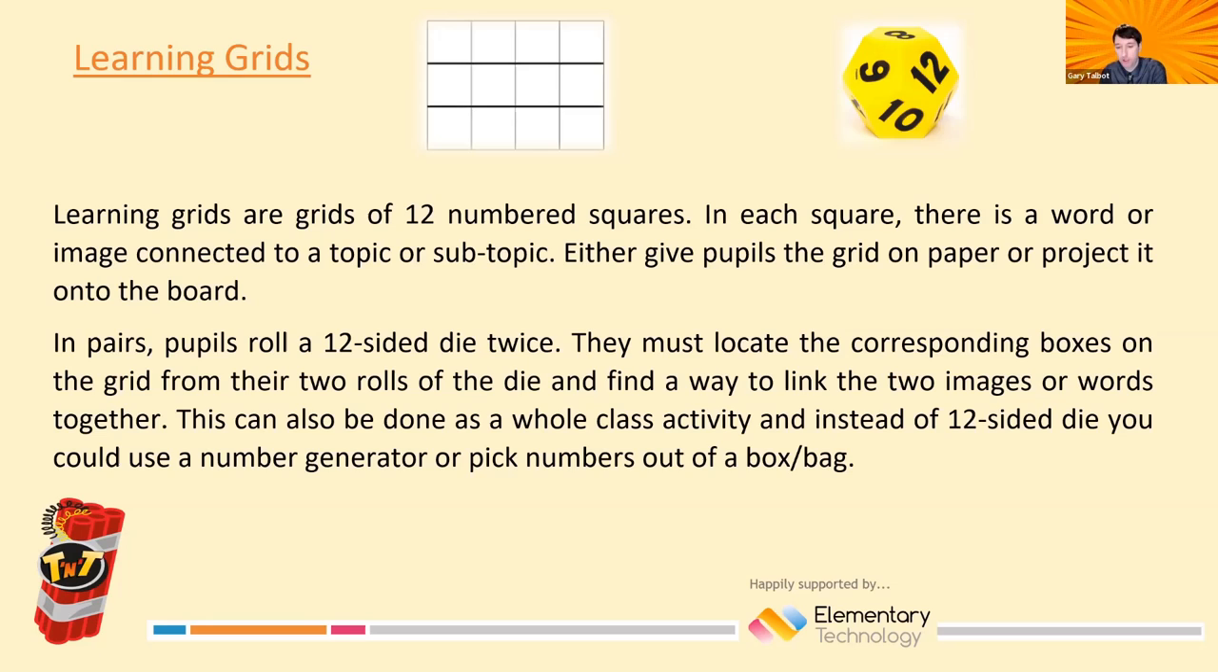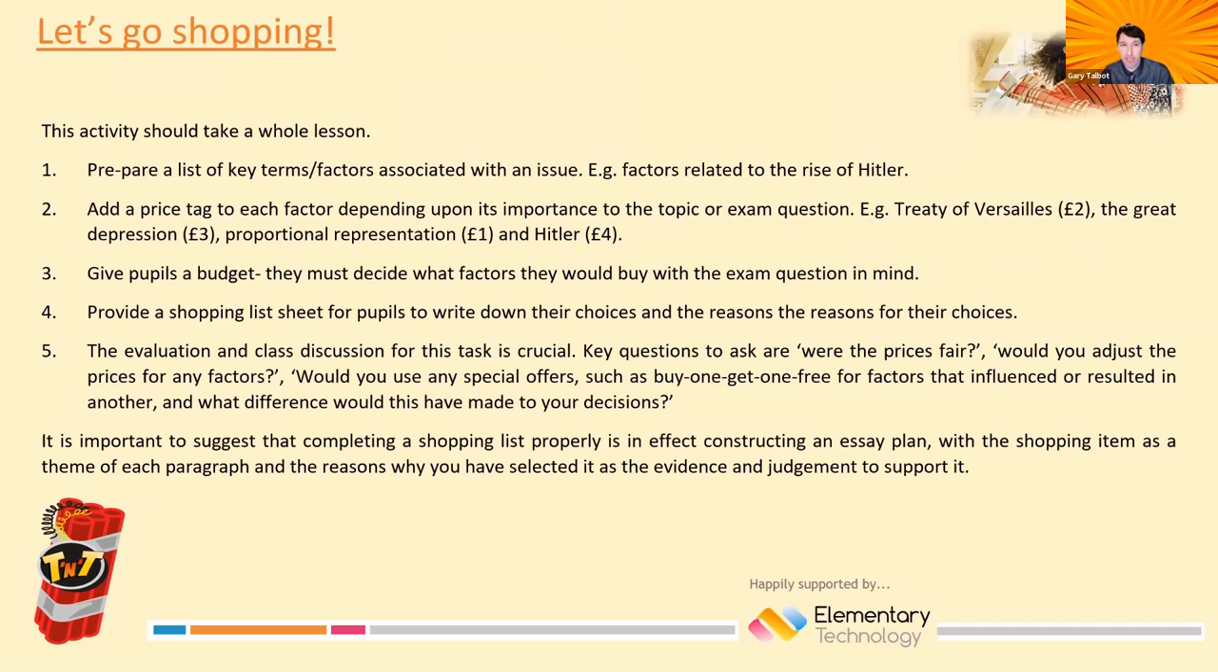Something else called Let's Go Shopping. This can take quite a long time to do. It can take a whole lesson. So what you might do is prepare a list of key terms or factors associated with that topic. For example, this one is the rise of Hitler. And then you would add price tags like you would in a shop to each different factor, depending on its importance. You can see there's some examples of monetary values.